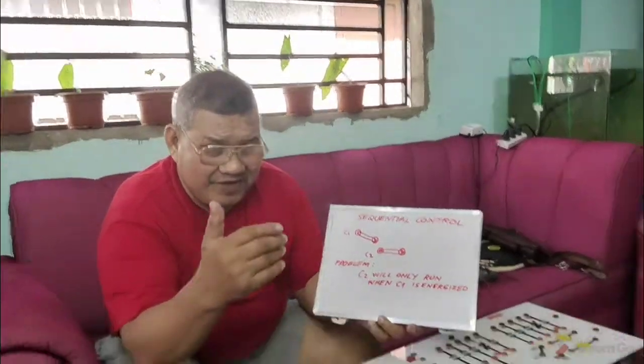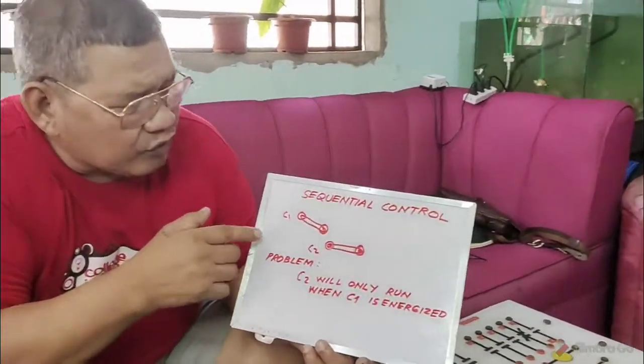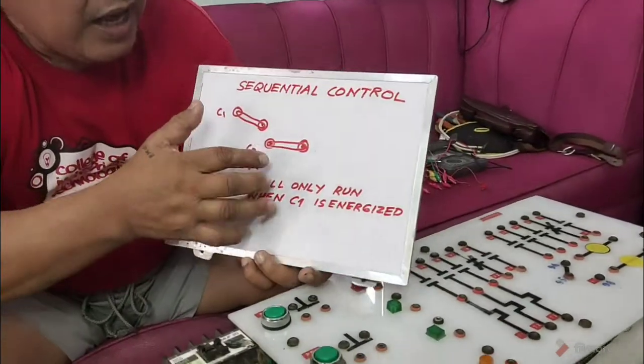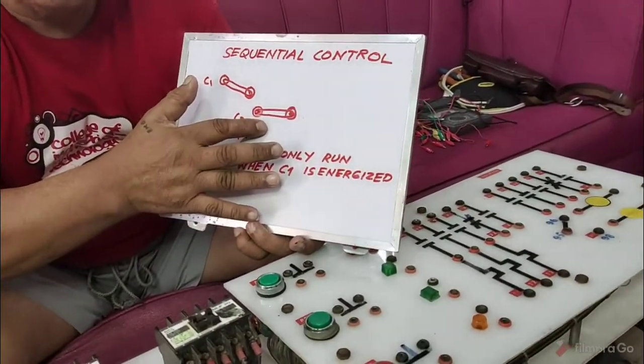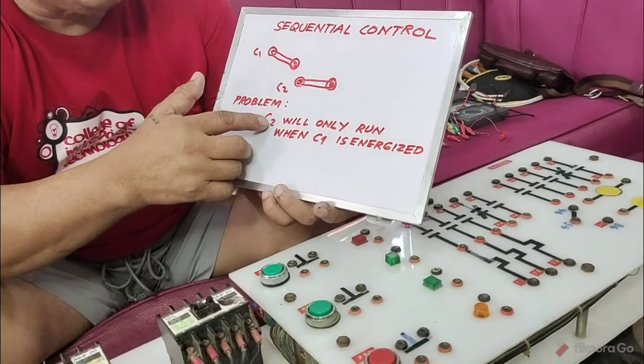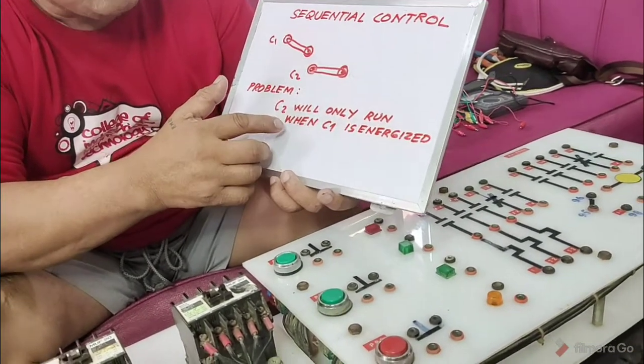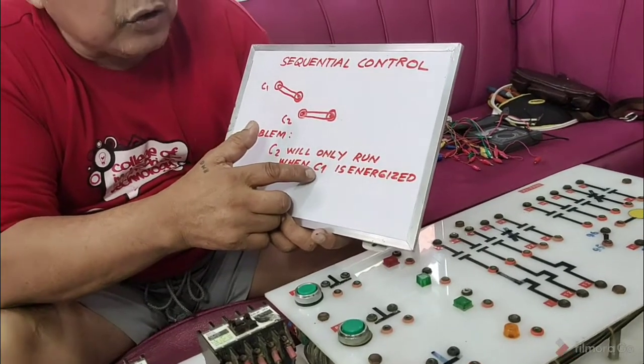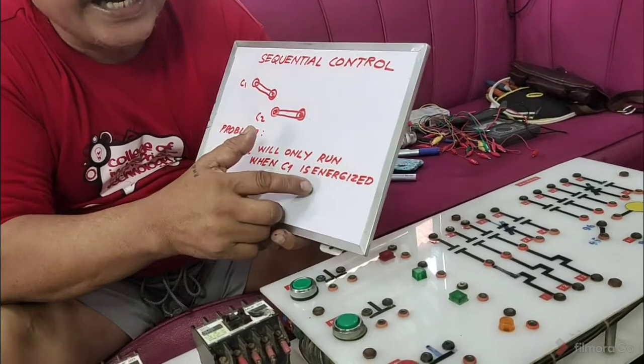Okay? So, I have here a sample for sequential control. Basic, very basic. I have only two here. Look here. So this is a sequential control. We have here conveyor number 1 and conveyor number 2. So the problem here: conveyor number 2 will only run when conveyor number 1 is energized.